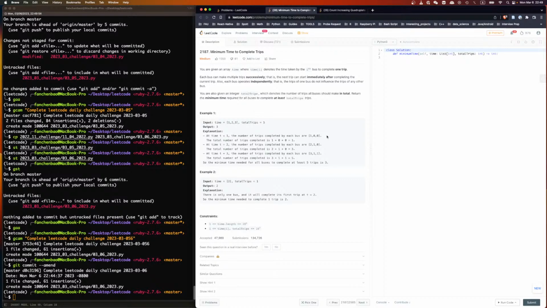So for 3 time, the first bus goes 3 times. The second bus goes 1 time. And the third bus goes 1 time. So in total it is 5 trips. And the second one, total trips is 1, so it requires 2. Right? Only 1 bus. Okay, so we want to know the minimum time.